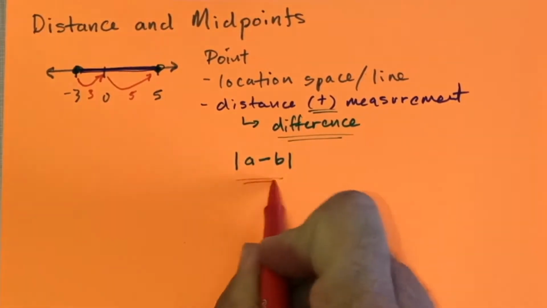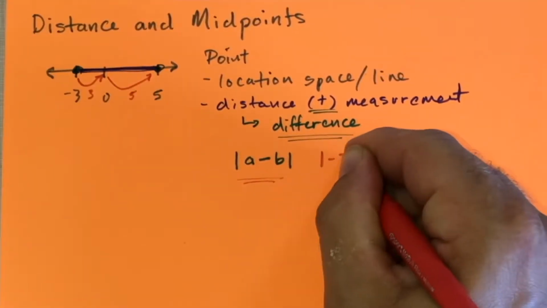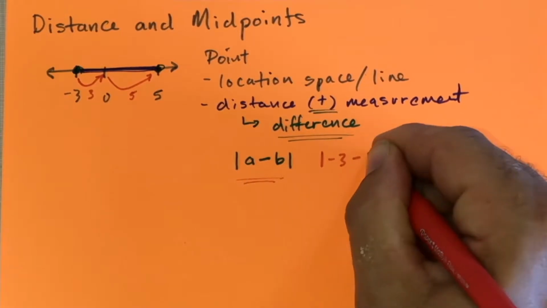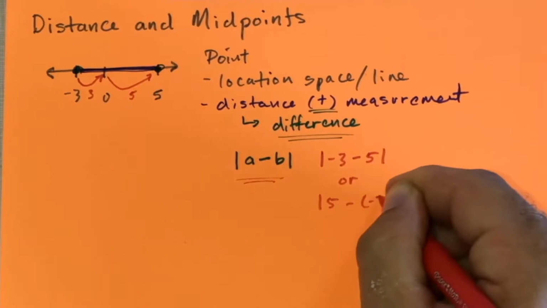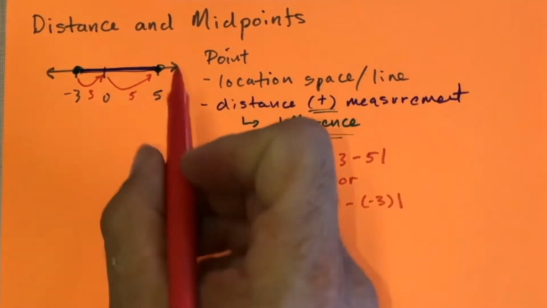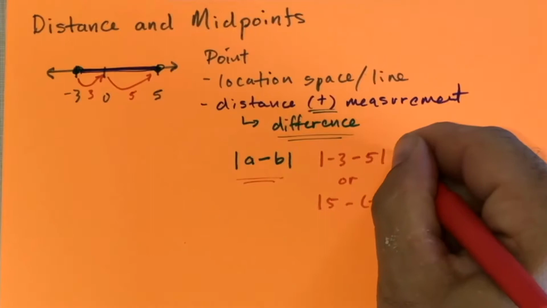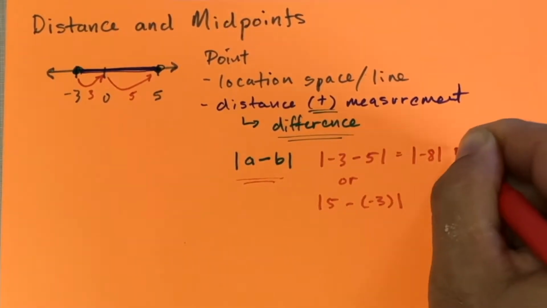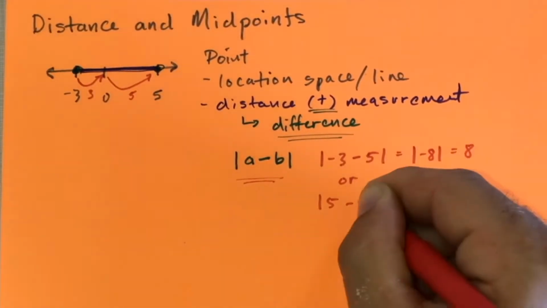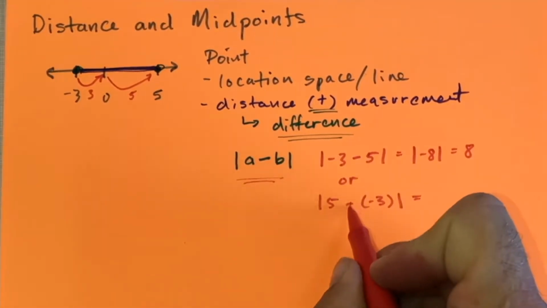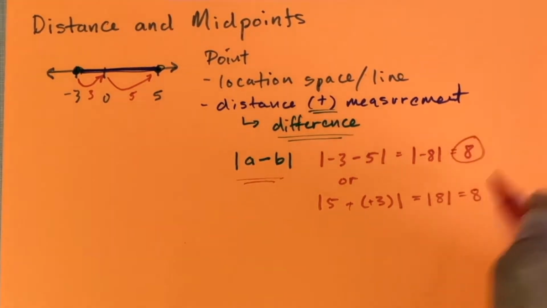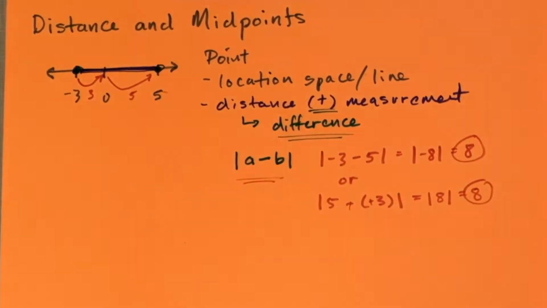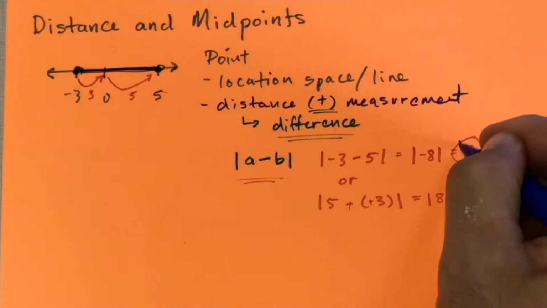Let's see if by using this formula, a minus b, -3 minus 5, or you could do 5 minus -3, we come up with that same distance of 8. And in fact, you do. The absolute value of -8 is 8, and the absolute value of +8 is also 8. So my distance of these 2 points, -3 and 5, gives me a positive measure of 8.